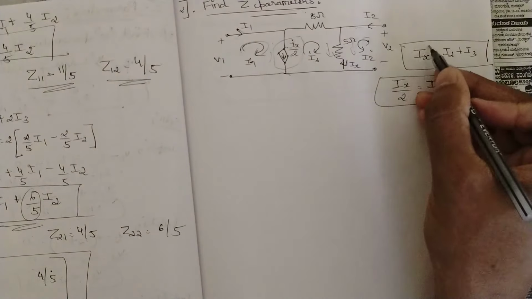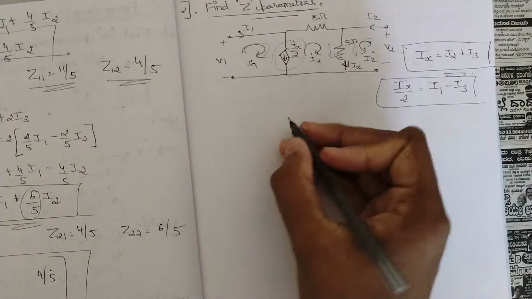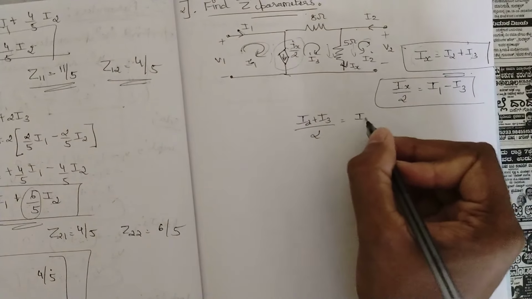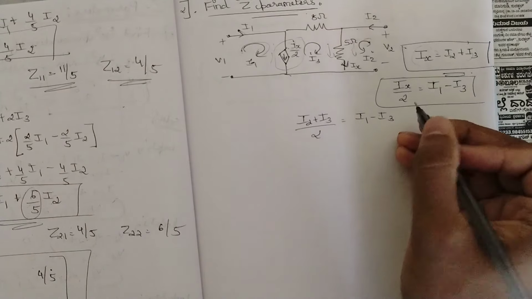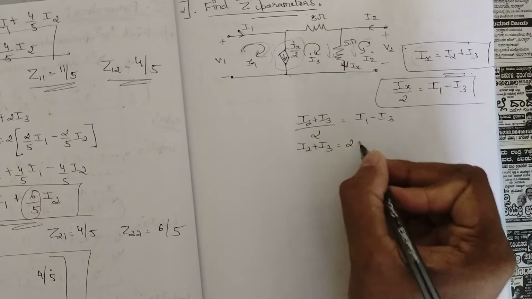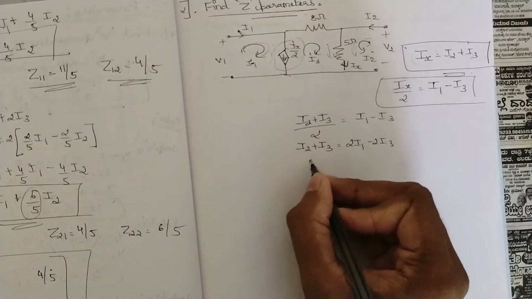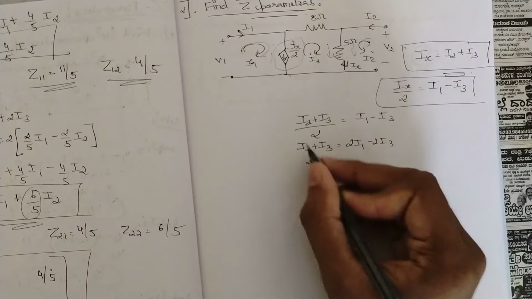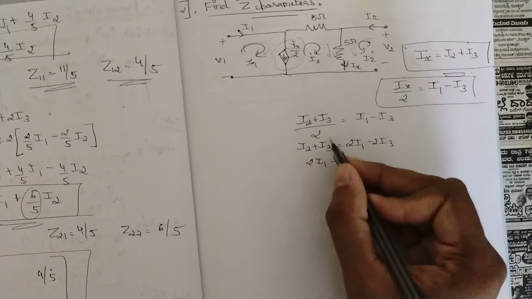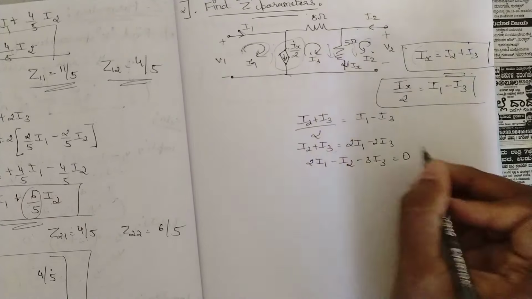Now what to do? Simple. Substitute this IX here, that is IX is equal to I2 plus I3, and go on solving. So I2 plus I3 divided by 2 is equal to I1 minus I3. So what would we be getting? Multiply this 2 here, cross multiply. So we would be getting 2I1 minus 2I3, that is, 2I1 minus I2, bringing I2 to the other side, then bringing I3 to this side, minus 3I3 equal to 0. We got one equation like this.